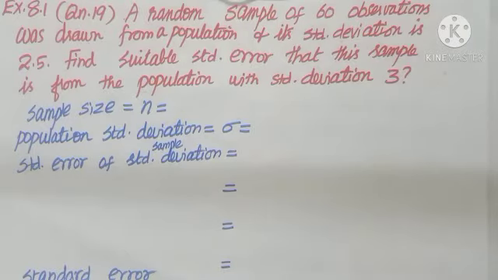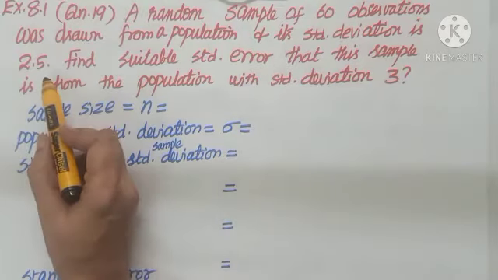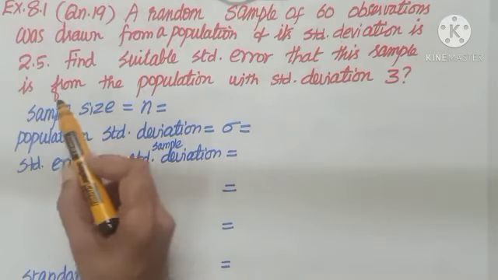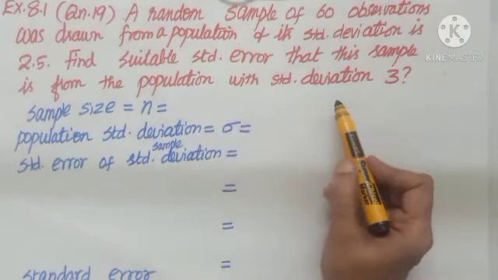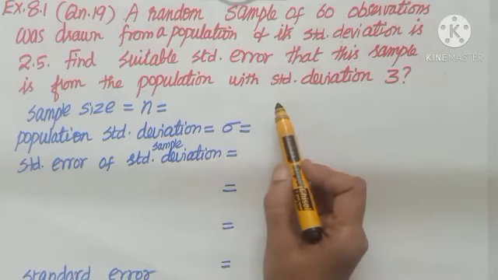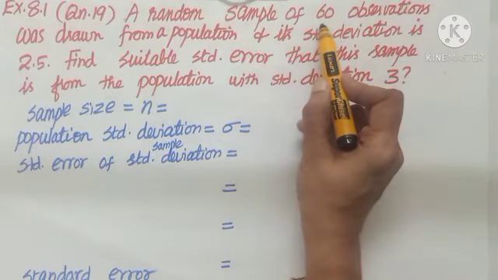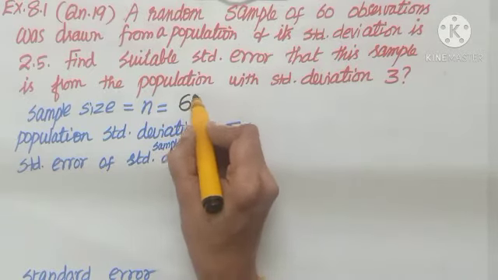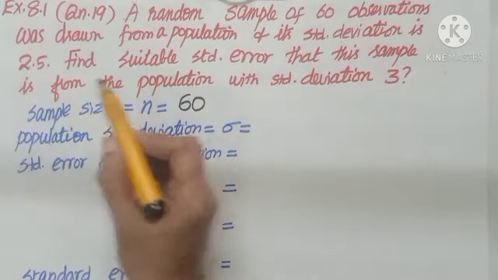Question number 19. A random sample of 60 observations was drawn from a population and its standard deviation is 2.5. Find a suitable standard error that this sample is from the population with standard deviation 3. As I read the problem, here mean, proportion, nothing of that sort is given. Sample size is given. A sample of 60 tells me this is small n. So small n, the sample size, is 16. Standard deviation: 2.5 is there, 3 is there.